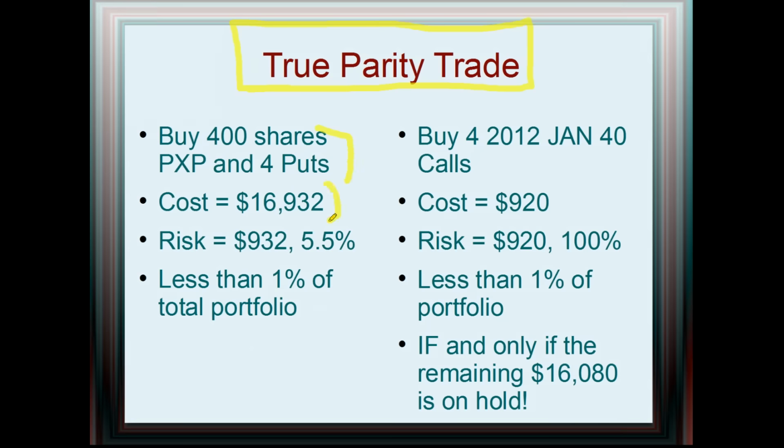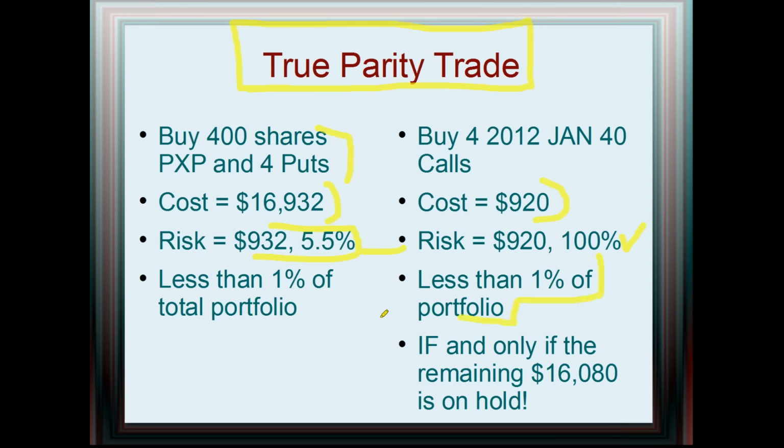So here we go again, 400 shares and 4 puts. Total cost of my portfolio was $16,932. Of my $100,000 portfolio, I'm risking $932. That's only 5.5% of my total investment, but it's less than 1% of my total portfolio. You buy 4 calls with a cost of $230, so your cost is $920 for the 4 contracts. You're risking 100% of that $920, but that's okay because it's still lower risk than the married put, and it's less than 1% of your portfolio value.